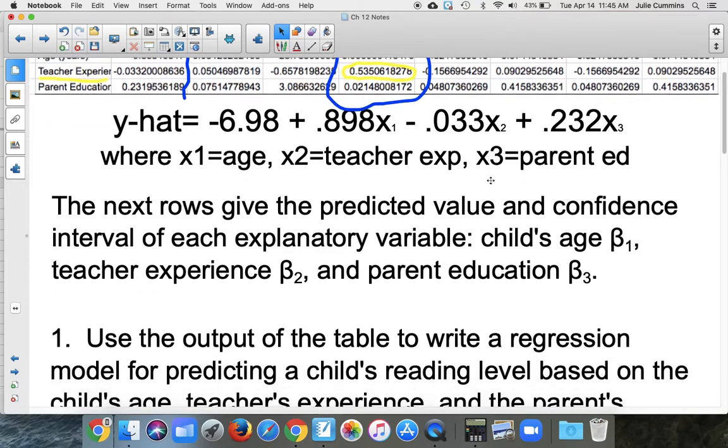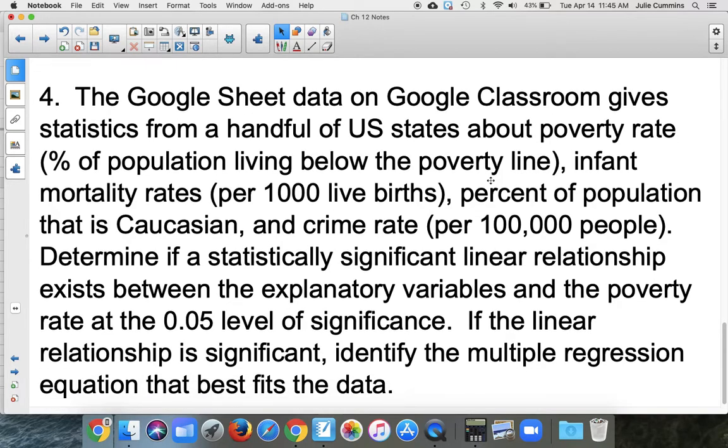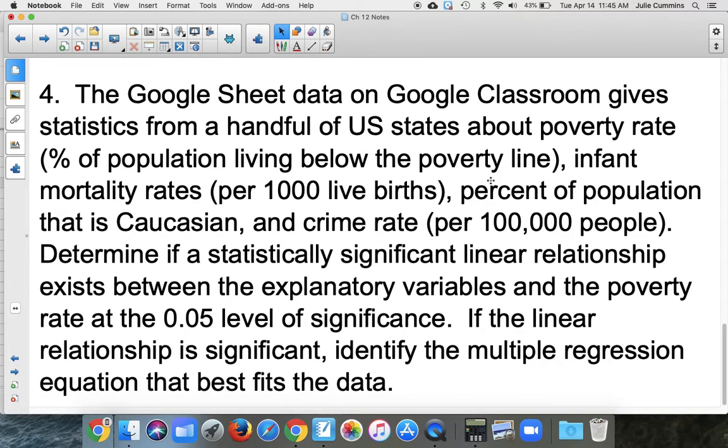Okay. Now, in the last video, there's a Google Sheet that you're going to use. I've attached it along with the notes, and there are actually two different sheets on it, and we're going to determine if there's a statistically significant relationship between the explanatory and the response variables there, and write the equation. So I want to show you how to actually get Google Sheets to do this ANOVA table for you. That will be in the next video.